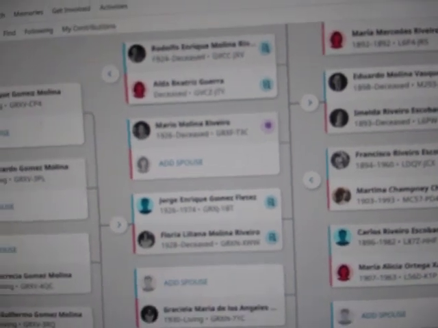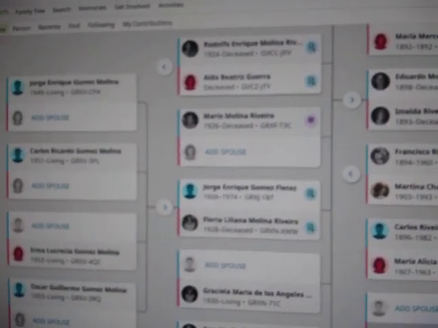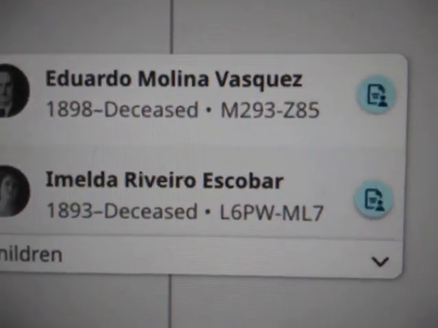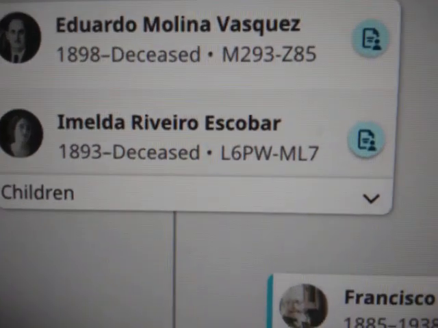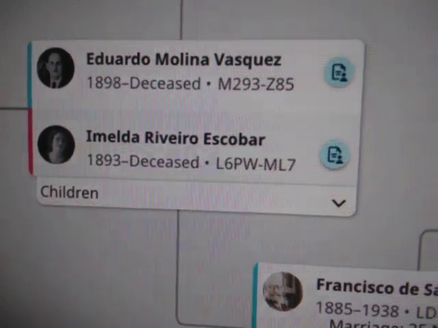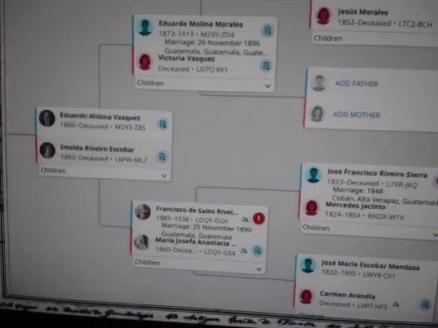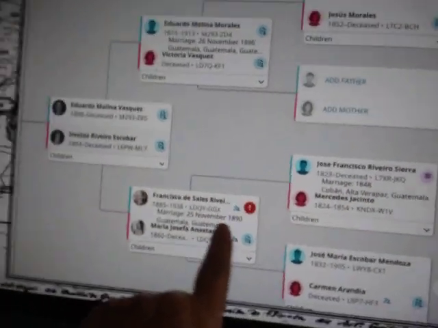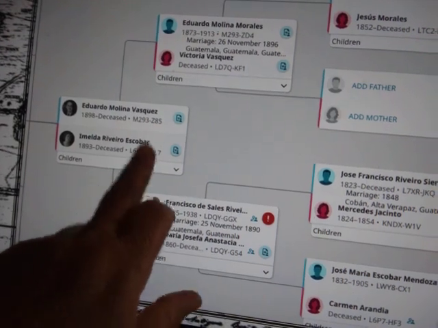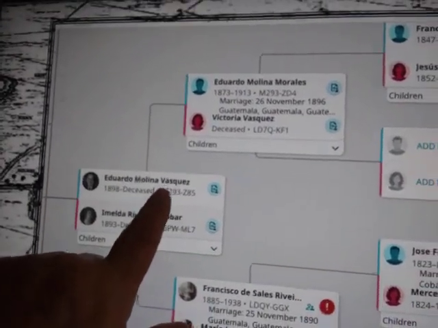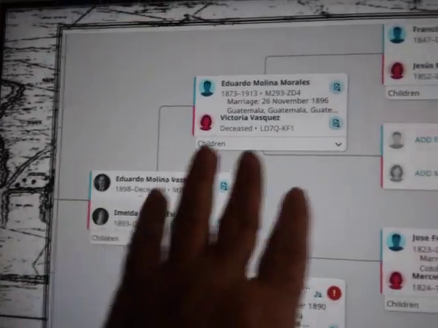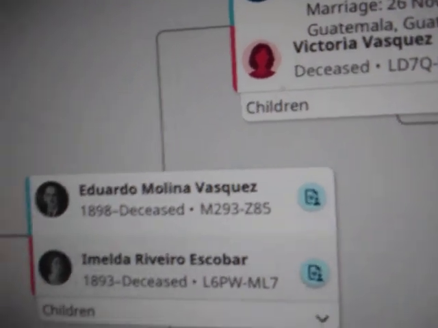Okay, so let me go to the next site. Now you can see, for example, here we have Eduardo Molina Vasquez, Imelda Riveiro Escobar. And what I'm doing is tracing the family backwards. On this page we have Imelda's ancestors, up 2 generations, and with them, it's 3 generations. And then Wayo, Papa Wayo. There's 2 generations after Papa Wayo, including Papa Wayo, we have 3 generations. So it gives you this information.